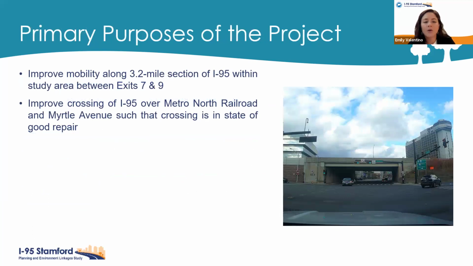So now, what is the primary purpose of this project? Twofold. Number one, to improve mobility along the 3.2 mile section of I-95 between the study area, and that's exit 7 to 9. And two, to improve the crossing of I-95 over the Metro North Railroad and Myrtle Ave such that that crossing is in a state of good repair. So what Andy mentioned before, and that's really a shout to Bridge 32, which was the impetus of this project.